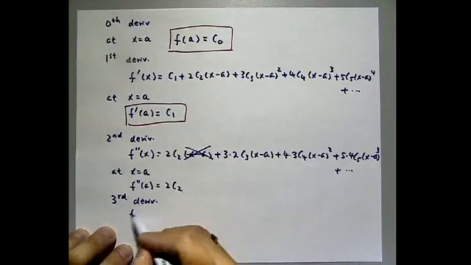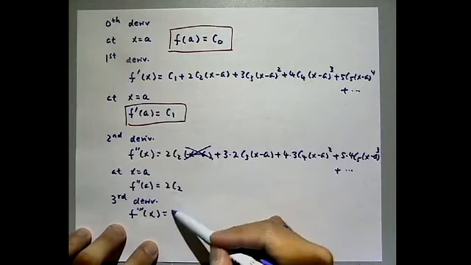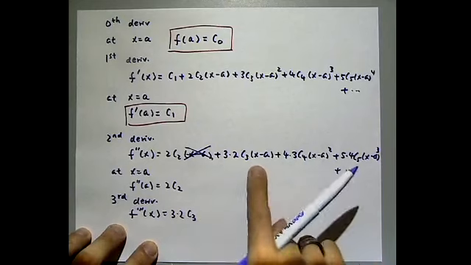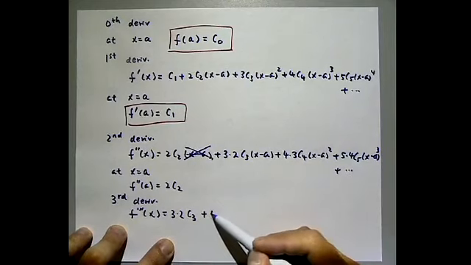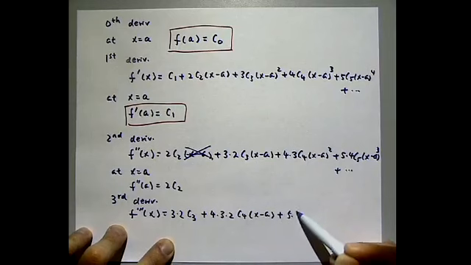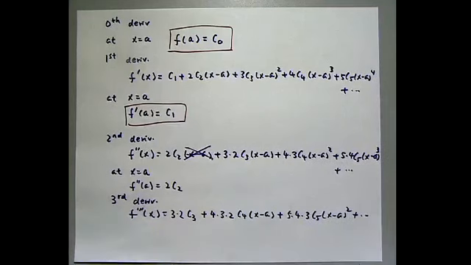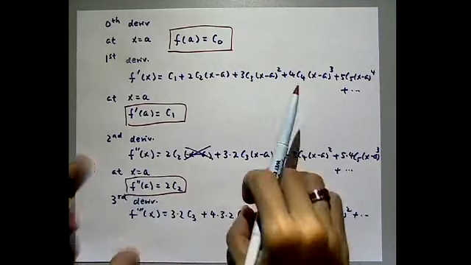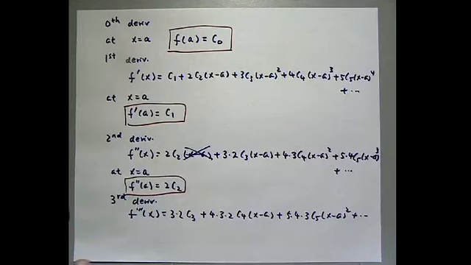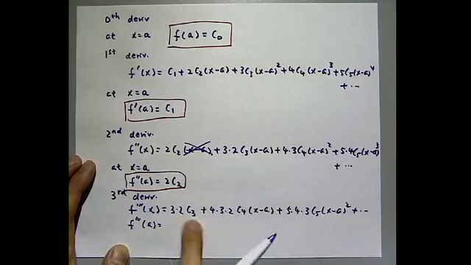Okay, now you get the idea here. Again, we're looking for a pattern, so we'll do this just two more times. The first one, that one's going to disappear. Right, so that tells us what C2 should be equal to. And f triple prime at a, everything goes away except the first one, 3 times 2 C3.